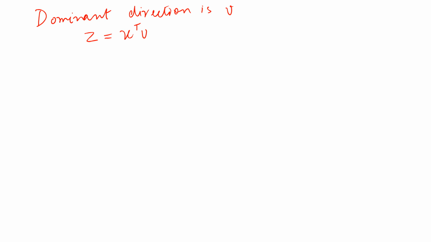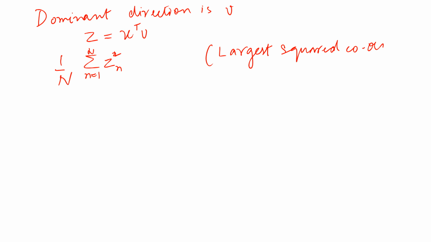And how do I define that variance? Well, I define that variance by this expression: 1 over n, summation over all the points, Zn squared. This is the variance because the mean is 0. And we want this expression to be as large as possible, because that is going to find the direction that gives us the largest squared coordinate on average. So let me write it down: largest squared coordinate on average.